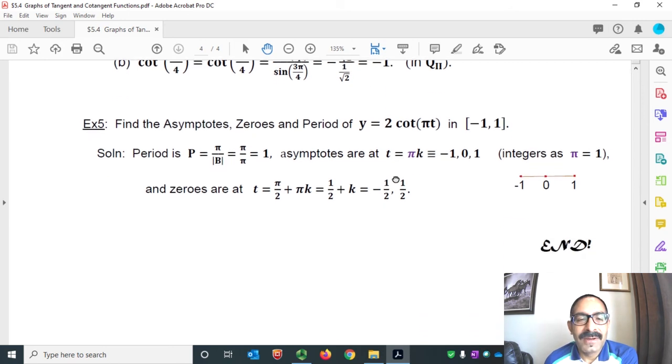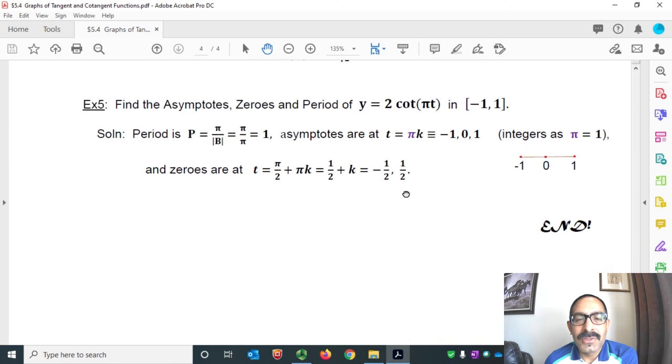Question 5. Find the asymptotes, zeros, and period of 2 times cotangent πt in the interval [-1, 1]. Awesome. Let's begin the solution. The period of this function is π over the coefficient of t, which is π, so π over π, which is 1. So the period is 1. Asymptotes are at t equals πk.